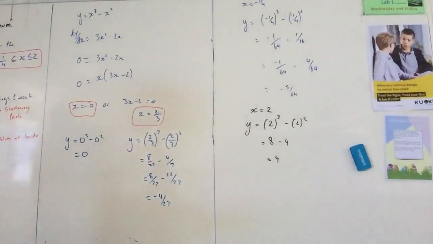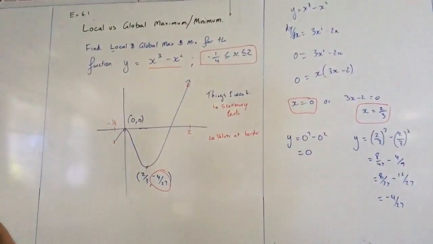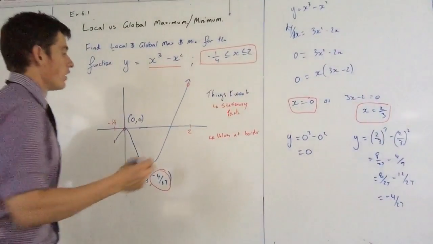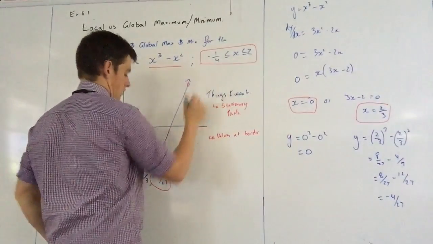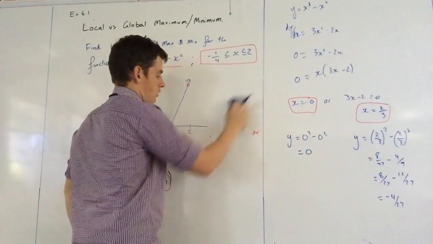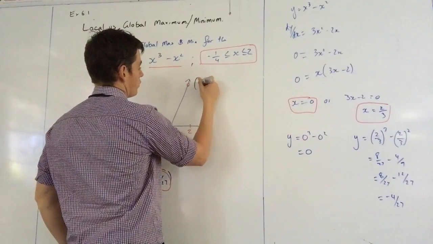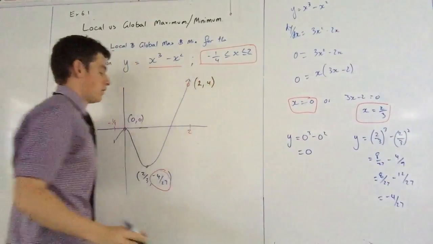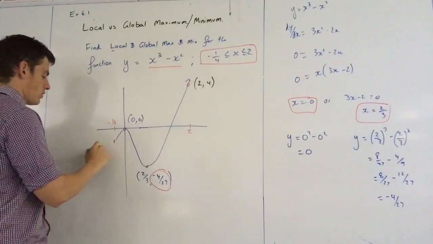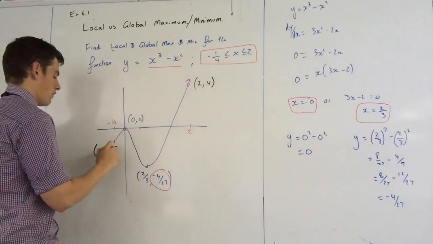Heading back to my graph, I know that this value here is equal to (2, 4). And I know that this value here is equal to (negative 1 on 4, negative 5 over 64).